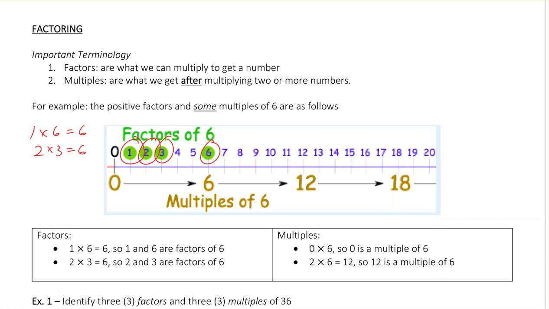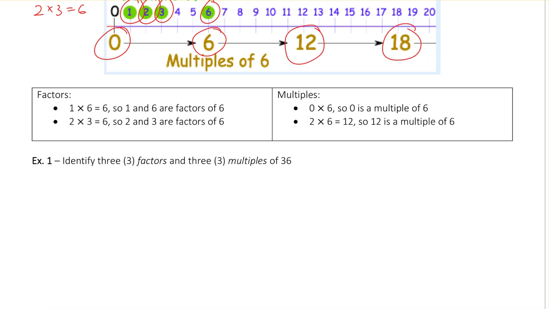Now multiples, as we should know at this point, are numbers that you can get multiplying by 6. So, well, 0 times 6 would be 0, 6 times 1 would be 6, 6 times 2 would be 12, and 6 times 3 would be 18.